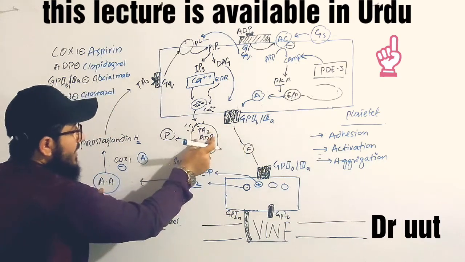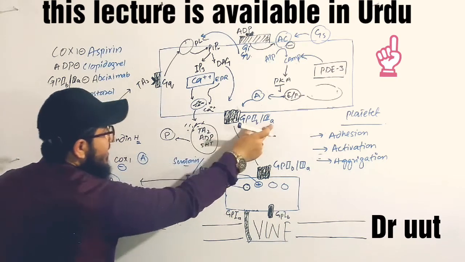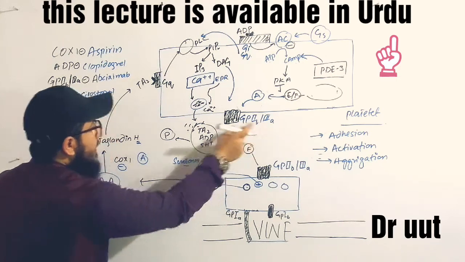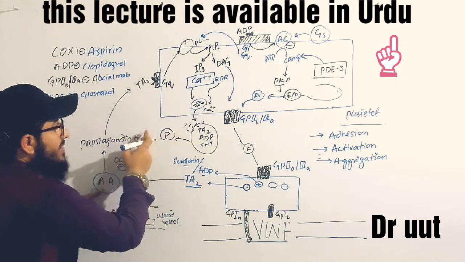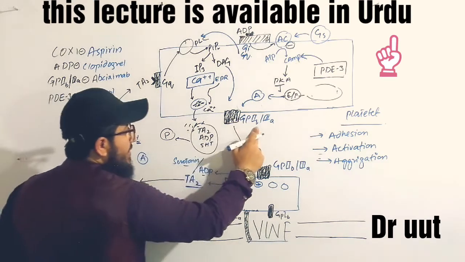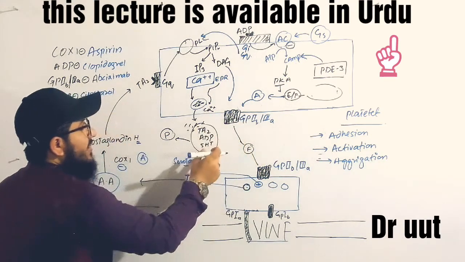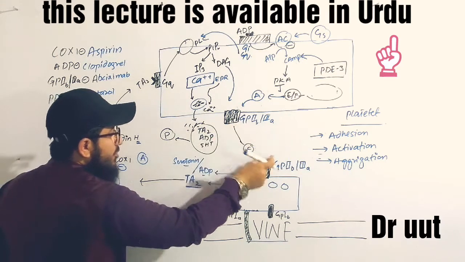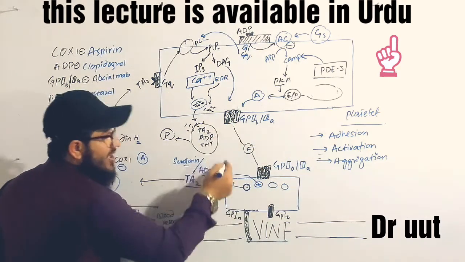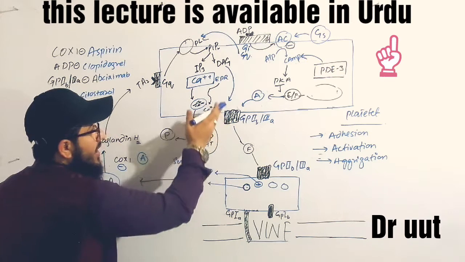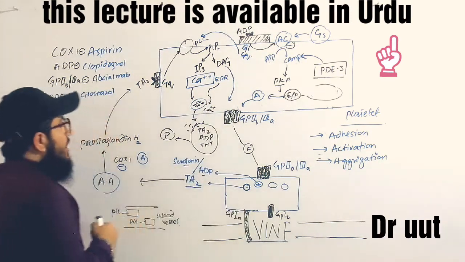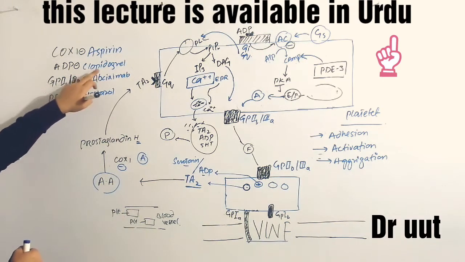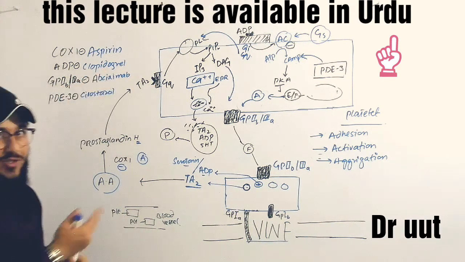When there is no release of the aggregating factors and no activation of GP2B3A receptor, then these aggregating factors will not stimulate other platelets, and this GP2B3A receptor is not activated, so this will not join by means of fibrinogen to this activated platelet. So like this, we actually stopped the aggregation of this platelet with this platelet. Coming to the next one, ADP inhibitors, that is clopidogrel and etc.